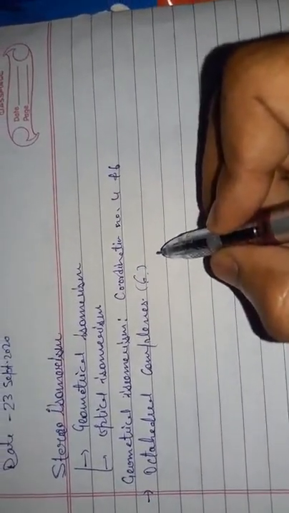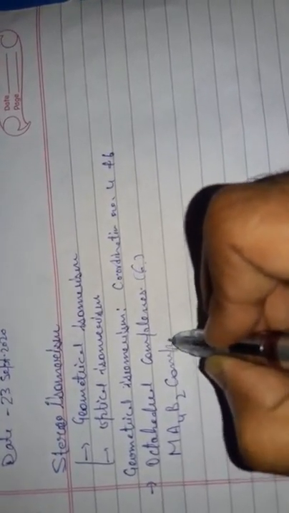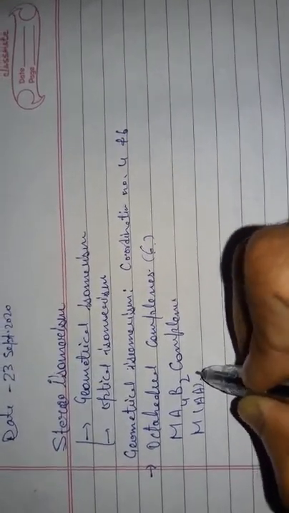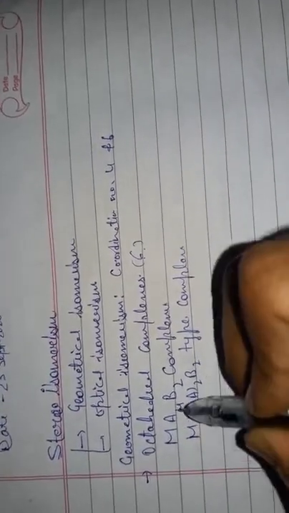Now today we start with octahedral complexes. You all know that in octahedral complexes the coordination number is 6. So here there are two general types of compound formation in octahedral complexes: the MA4B2 complexes, and the second one is the M(AA)2B2 type complexes. Here A and B are representations for the ligands.